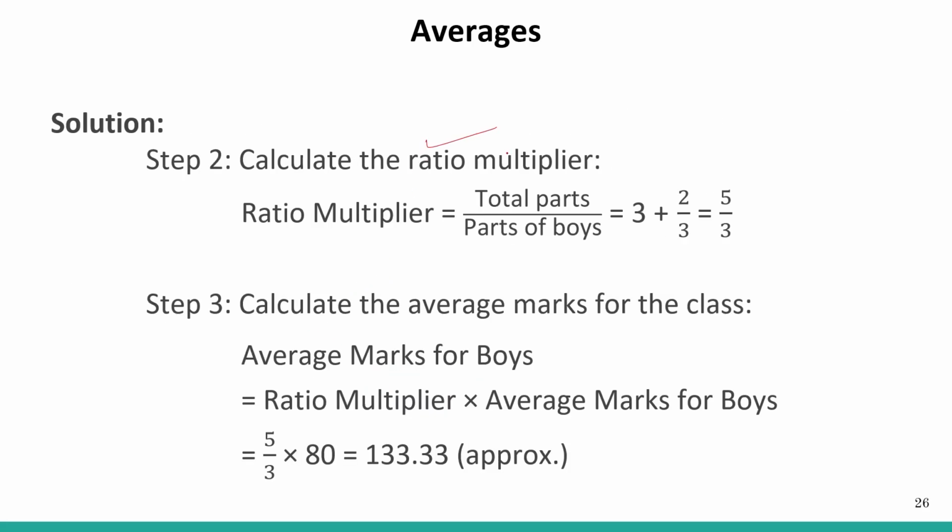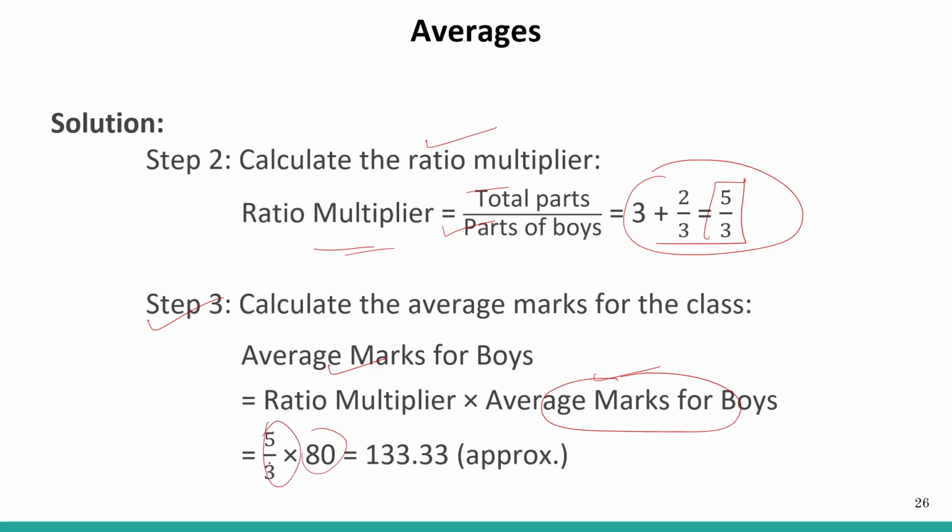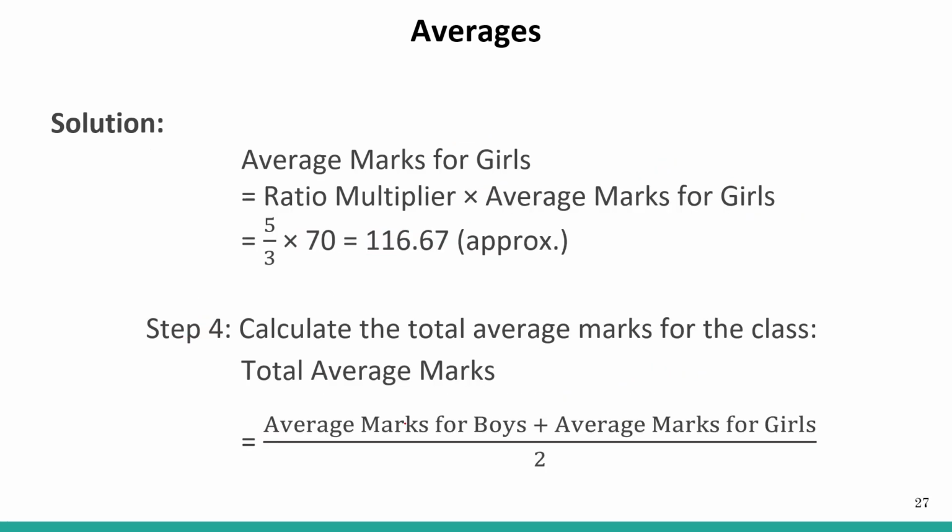So calculating the ratio multiplier. The ratio multiplier is equal to total parts by parts of boys, which is 3 plus 2 by 3, equal to 5 by 3. So calculating the average marks for the class. Average marks for boys is equal to ratio multiplier into average marks of the boys, right? Average marks of the boys is 80. The ratio multiplier will be 5 by 3, we have already calculated here. So multiplying these two, 133.33 is the approximate value.